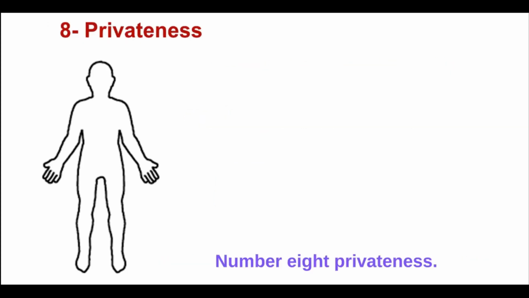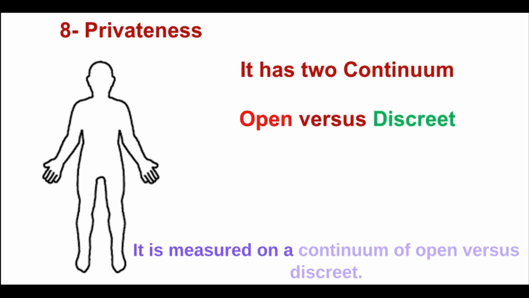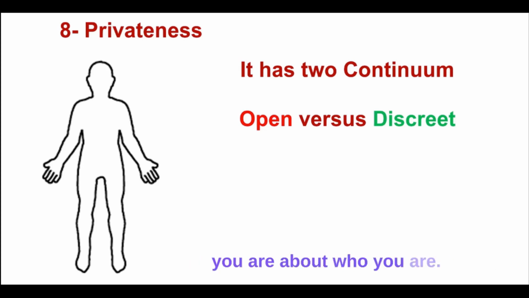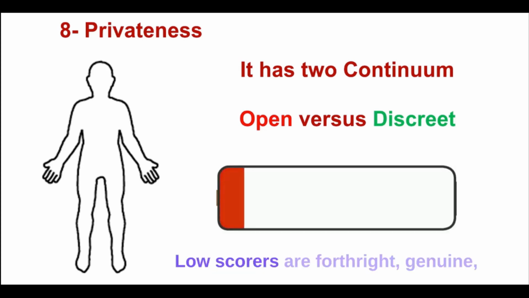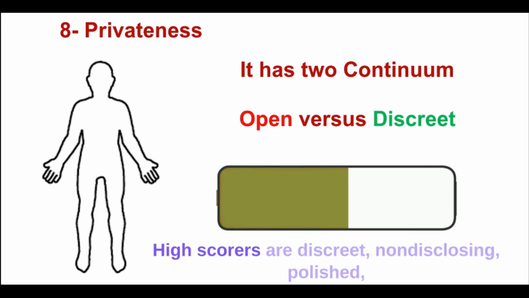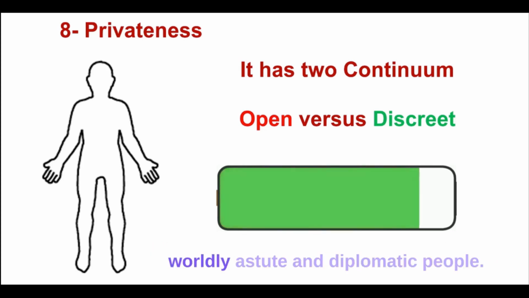Number 8, privateness. It is measured on a continuum of open versus discreet. Privateness is an assessment of how honest you are about who you are. Low scorers are forthright, genuine, open, naive, unpretending, and involved. High scorers are discreet, non-disclosing, polished, worldly, astute, and diplomatic people.